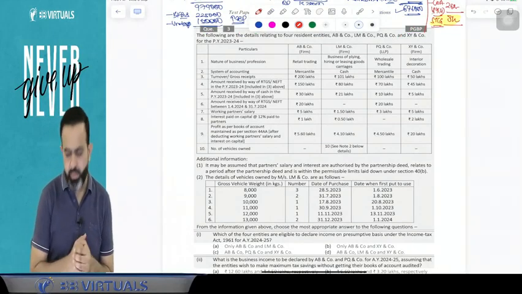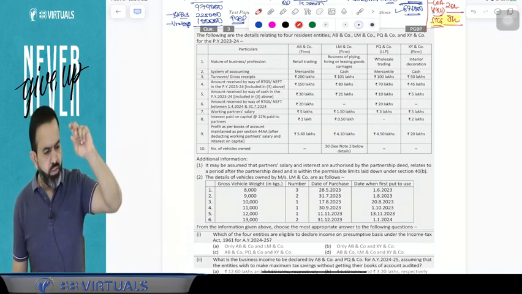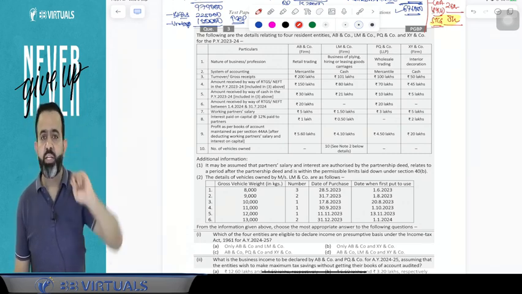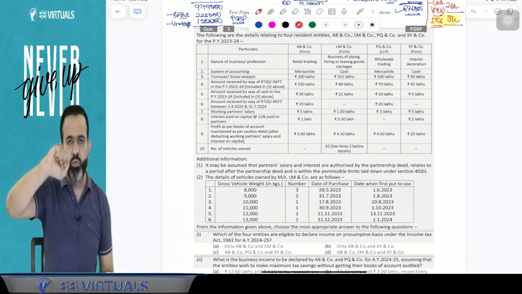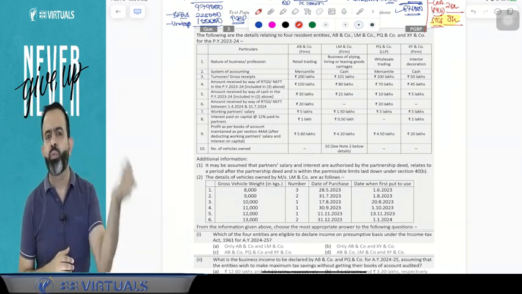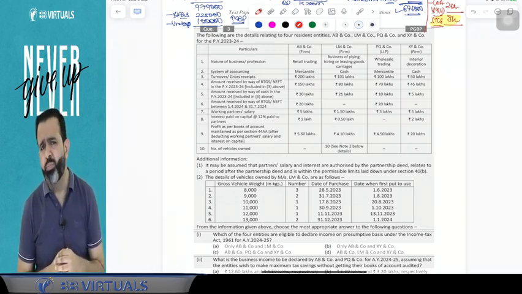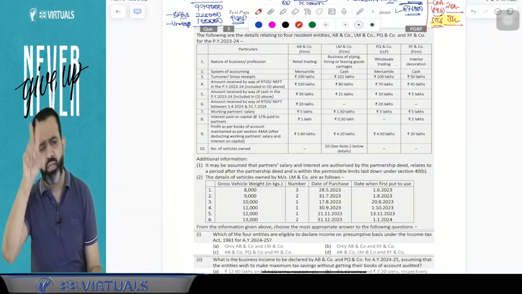Someone asked me, sir, is a partner a relative of the partnership firm? The answer is no. Guys, Himanshu, if you remember, the relative definition was given only for two persons. One was the individual, for which that chart was given, and one is for HUF. For HUF, any member of the HUF is a relative. So for the partnership firm, the partner is not a relative. Relatives were defined only for the individual and HUF.